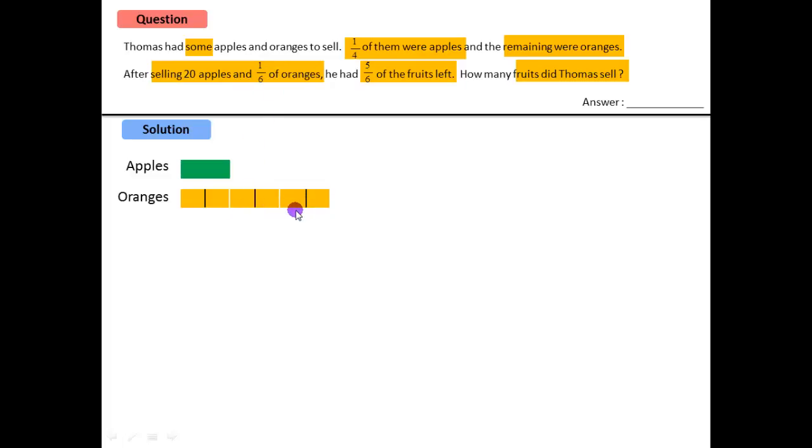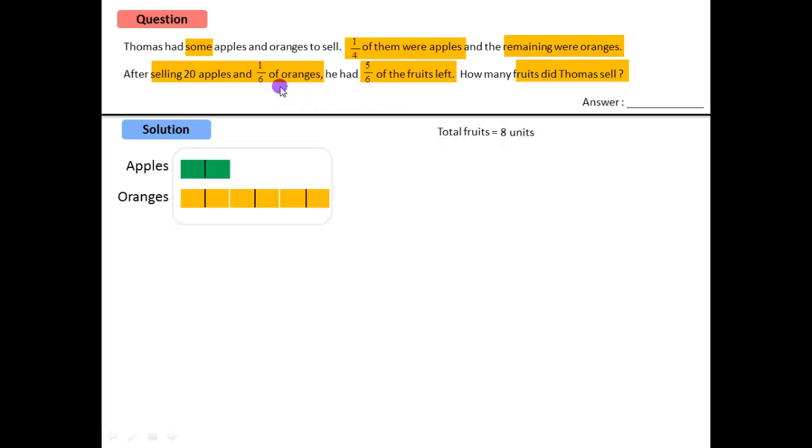Since we have divided each block into 2 to get 6 blocks, we have to divide the apples into 2 as well so that we can do our calculations easily. Now we have divided all the blocks and we have a total of 1, 2, 3, 4, 5, 6, 7, 8 blocks. So the total fruits can be represented as 8 units.